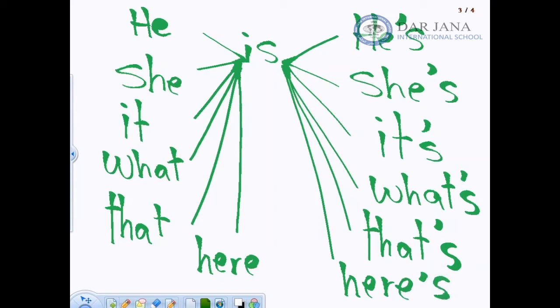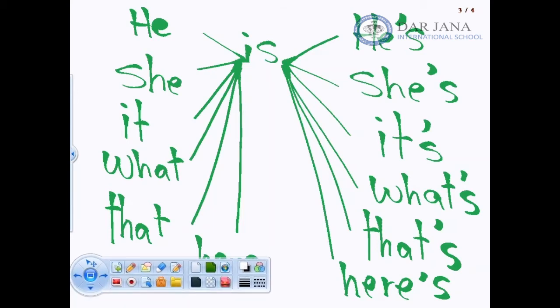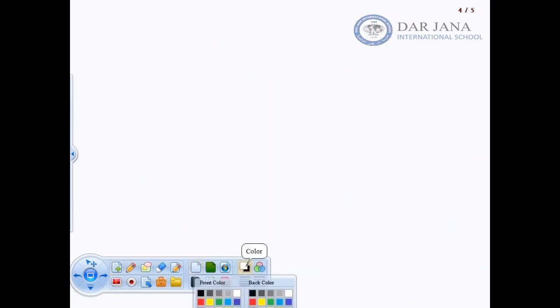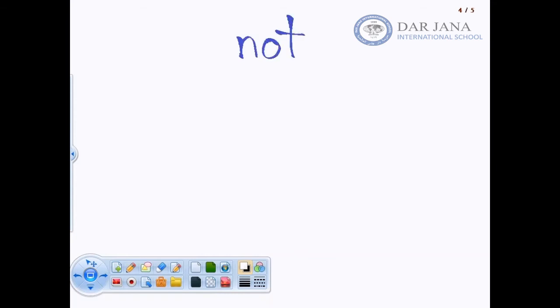Now, let's move on to another type of contraction. Let's say I want to do contractions with not. For example, if I want to say is not, the contraction will be isn't. The missing letter is o, so I put the apostrophe in the place where the o is supposed to be.